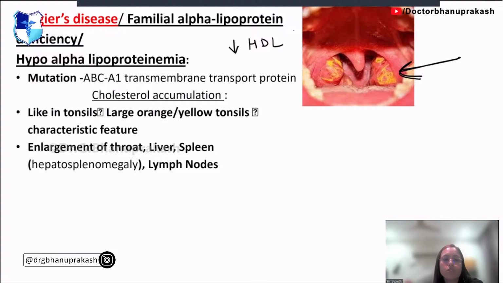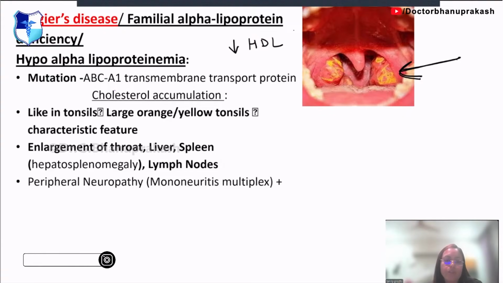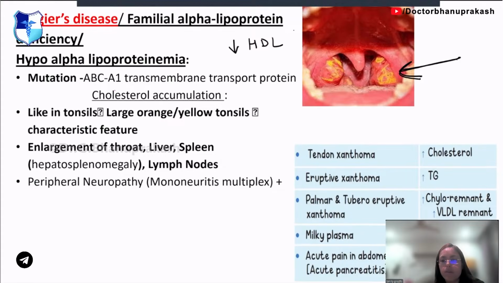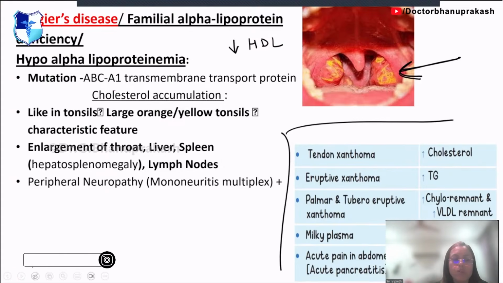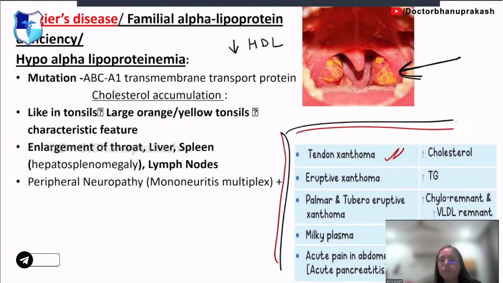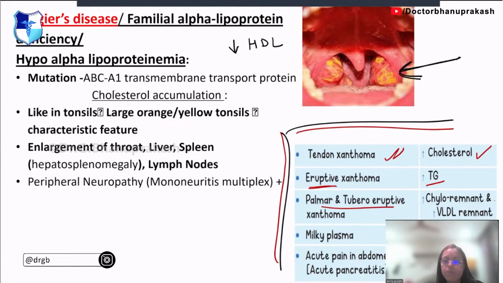Also cholesterol accumulates in liver, spleen, and lymph nodes. So the patient has hepatosplenomegaly, peripheral neuropathy, mononeuritis multiplex. These are the clinical features. Then one chart we will do. If in questions on lipoproteins they write tendon xanthoma, that means cholesterol is increased. Eruptive xanthoma means triglyceride is increased. Palmar and tuberoeruptive xanthoma means remnants are increased. Milky plasma means chylomicrons increased. Acute pancreatitis or acute pain abdomen means triglyceride is increased.